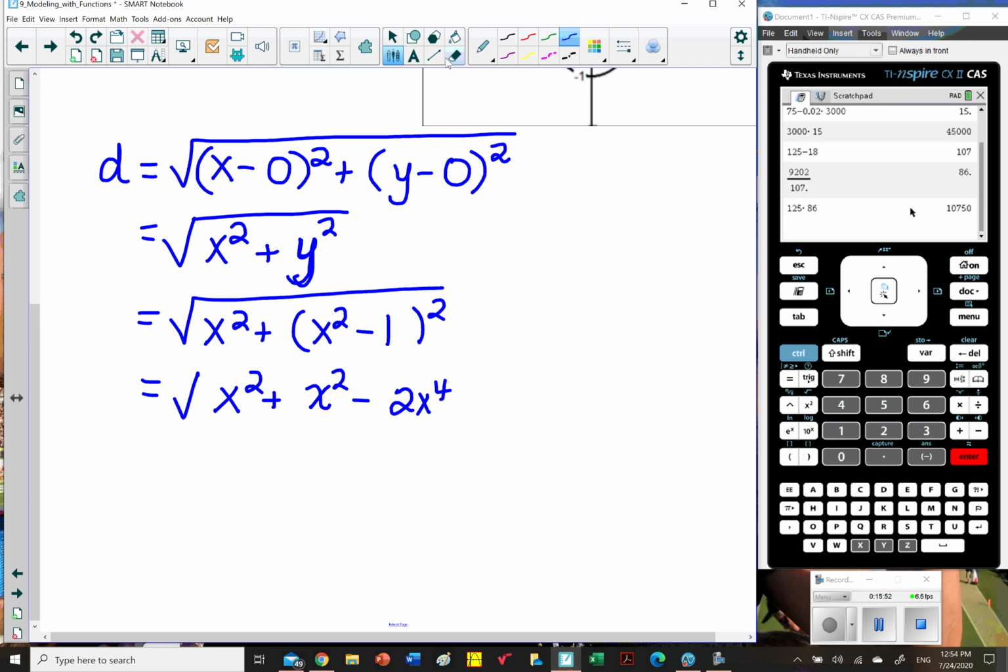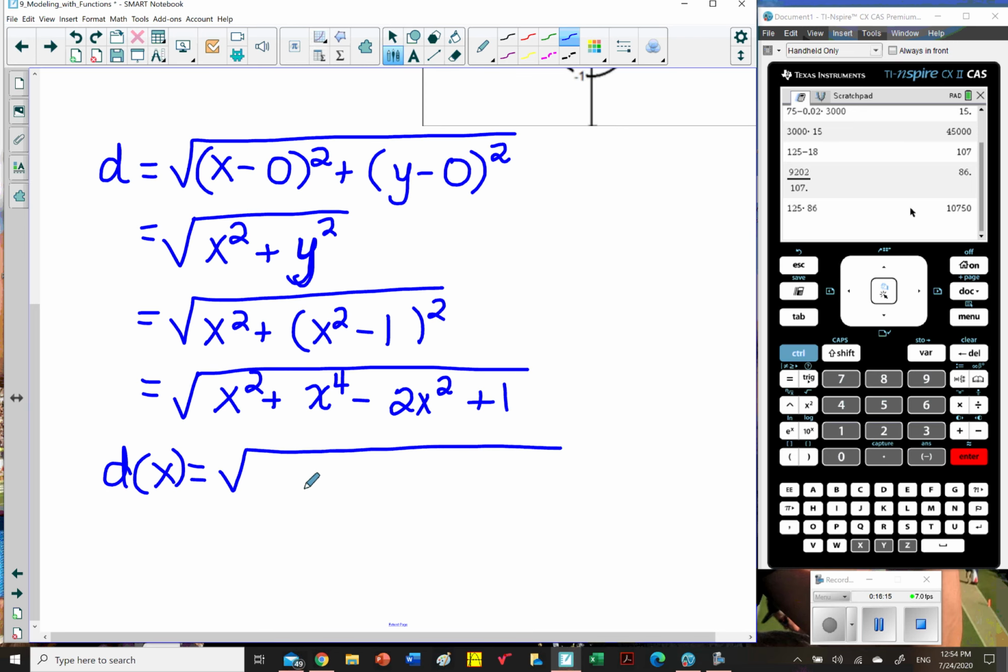I'm sorry, I made a mistake here. I said x squared, I meant x to the 4th. Getting ahead of myself, my brain and my pencil aren't going together. And then plus 1. And if we combine like terms, the equation that we could use to express the distance d from point P to the origin would be x to the 4th, and then combining these two, negative x squared plus 1. So that's our answer to part A.